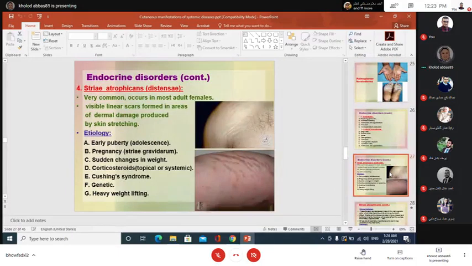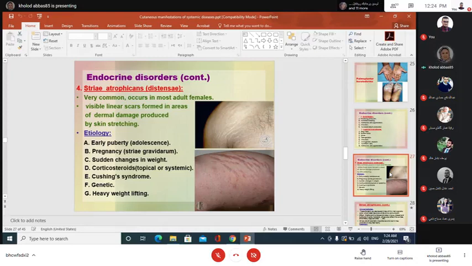Striae are very common, occurring in most adult females, presenting as visible linear scars in areas of dermal damage produced by overstretching, causing damage within the connective tissue of the dermis. Usually they start as red striae, and within time they become white striae.